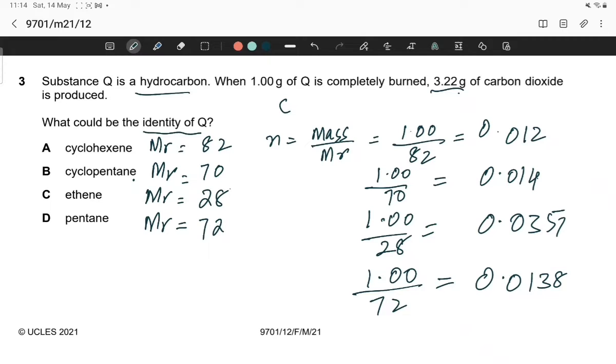So if we find out the number of moles of carbon dioxide, 3.22 divided by 44, the number of moles would be equal to 0.073.